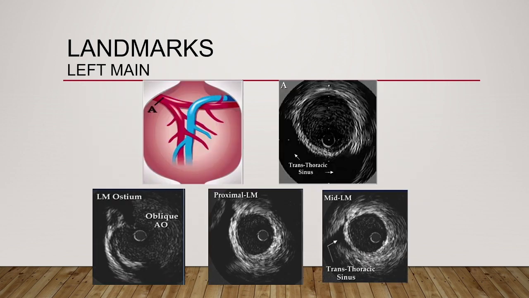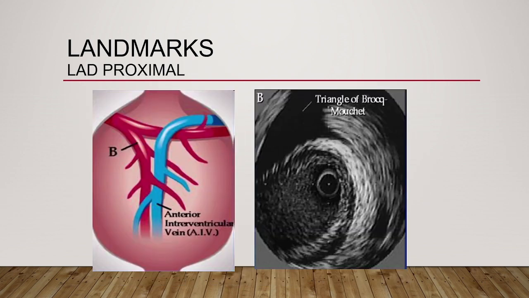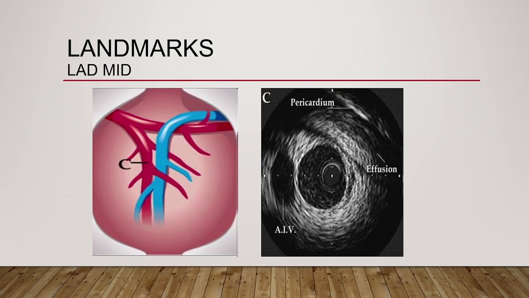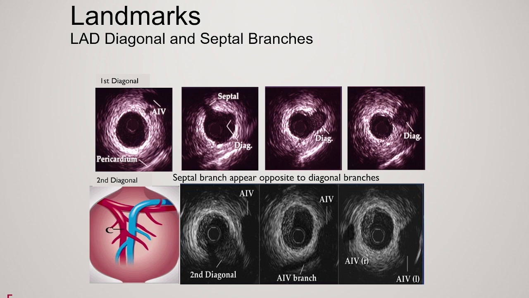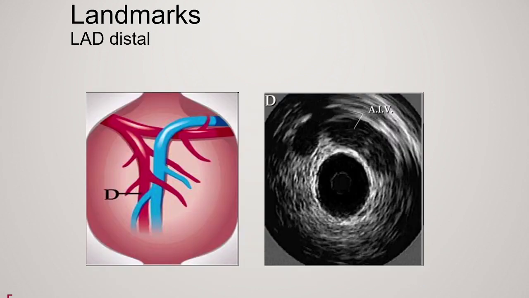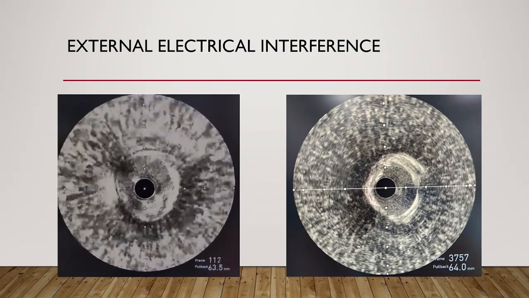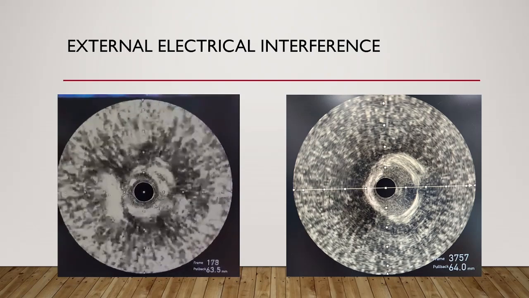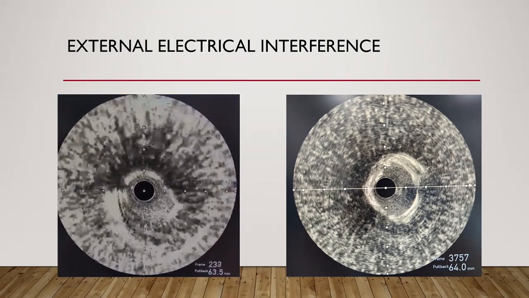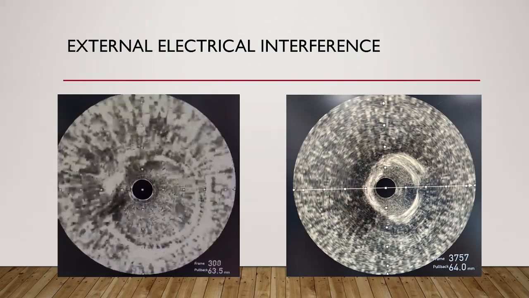The venous landmarks are important. I'll not go into detail, and one can see. I'll go to the other interesting thing, artifacts. The IVUS artifacts are important. One has to identify what are the artifacts we deal with in IVUS.